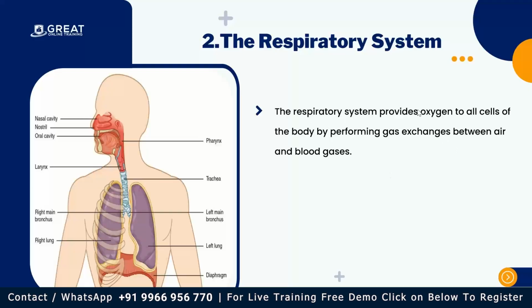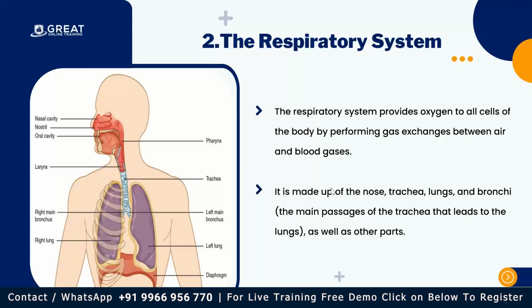The respiratory system provides oxygen to all cells of the body by performing gas exchange between air and blood. It is made up of the nose, trachea, lungs, and bronchi. The bronchi are the main passages of the trachea that lead to the lungs.